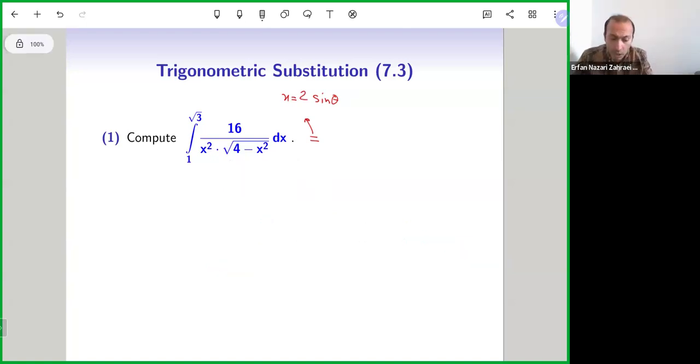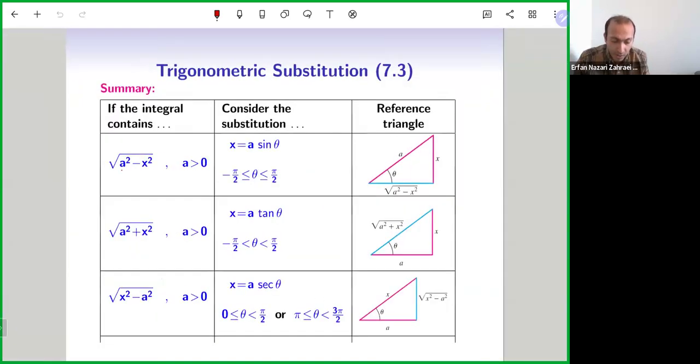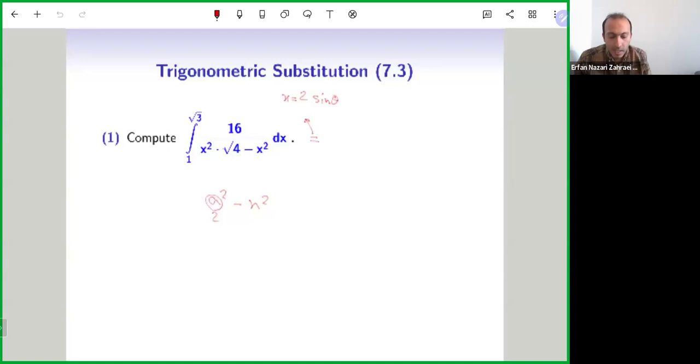If you like, just use memorization: oh, I have a squared minus x squared, where a is 2. So I need to do the substitution according to the table. When you have a squared minus x squared, you do the substitution x equals a sine theta. So my substitution is x equals 2 sine theta, since a is 2. Both of them are fine. But it's better to understand why we are doing this. Okay, good. Now I need to do the substitution.